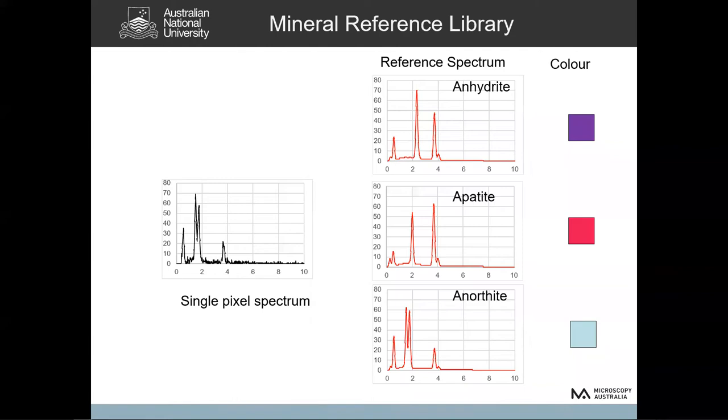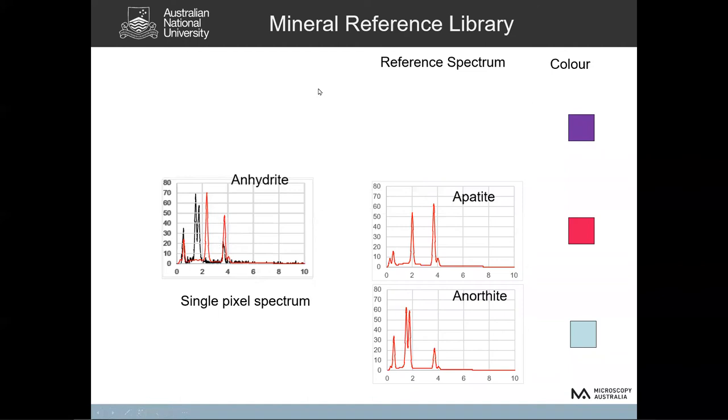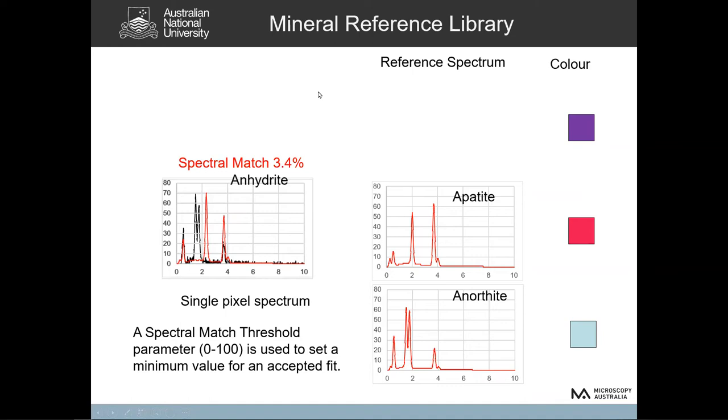So on the left here, we have our unknown, which is a single spectrum out of the 20, 30 million spectra that you've collected. And what it does is it tries to match the spectra in your library to that unknown. So here I've overlaid the attempt to match anhydrite to this spectrum, and it only has a spectral match of 3.4%.